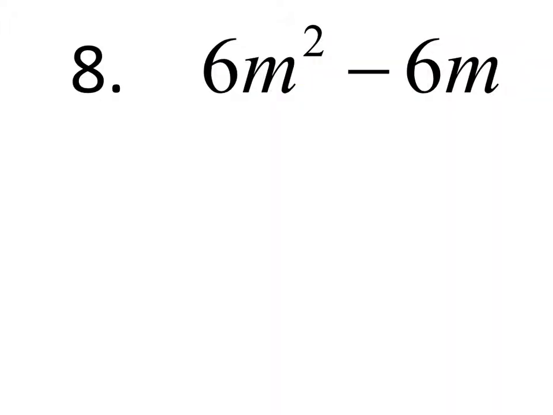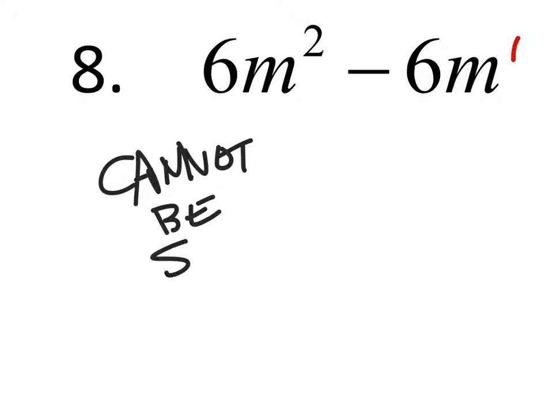This one, they're trying to get tricky, guys, just like on that last one that we did, number 5. Here we've got a 6m squared, and then we've got a -6m. Those are our two terms. Are these two like terms? No, they're not, because the exponents for the m's are different. So this one, as it turns out, just can't be simplified. Well, I think they actually want us to write that. Cannot be simplified.